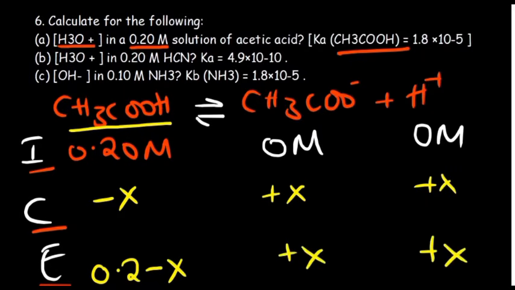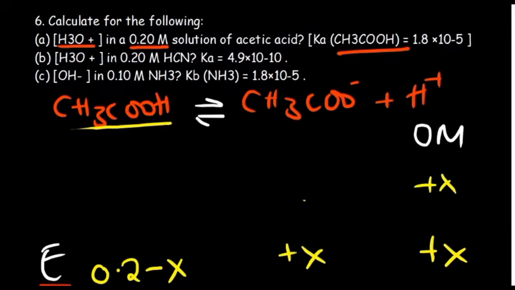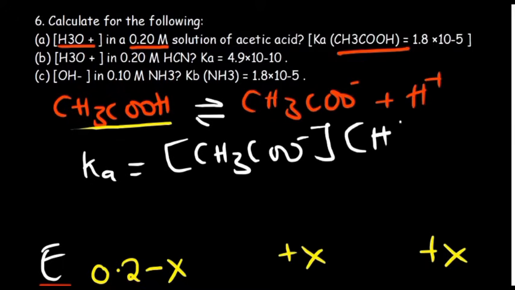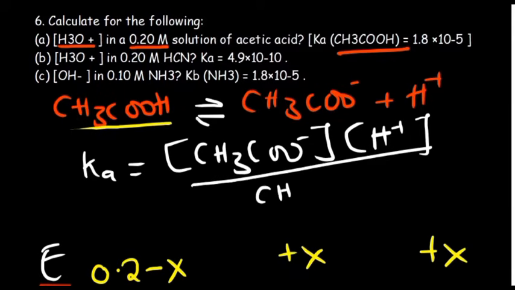Okay, so we've been given the value of Ka, but we know how to find the Ka value. It's dependent on what? So I can erase this. Our Ka value is going to be dependent on the products, which is the acetate ion and the hydronium or hydrogen ion, divided by the acetic acid concentration. So we're able to plug in the values that we have.